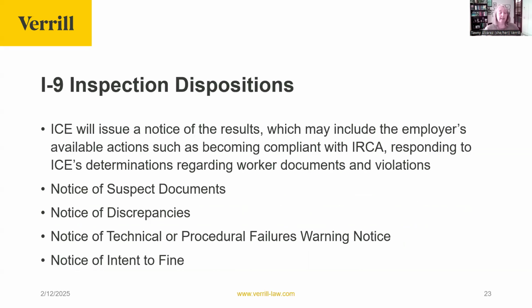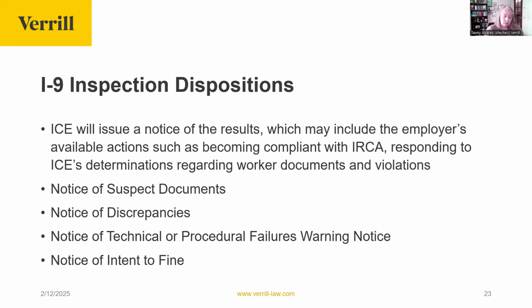So if ICE comes, they do an I-9 inspection, they look through all of your documents, what happens next, right? So I-9 inspection dispositions take a number of different forms. You'll get a notice of the results, and it will include different things that you need to do in order to become compliant if you're currently out of compliance. It's going to list if they believe that there's suspect documents or if there's discrepancies within your documents, if there's notice of technical or procedural failings or warning notice or a notice of intent to fine the organization.